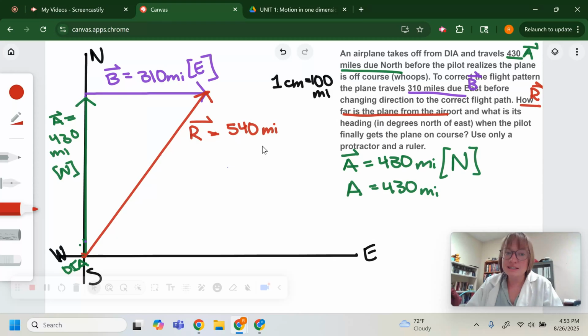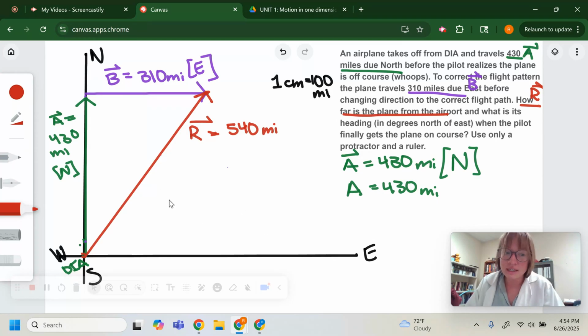But that's not all. This is a vector, people. So now I need to also include direction. The way that I include direction is I use my protractor. Now, here's the thing: we could just say that the direction is northeast. Do you agree that the plane is somewhere northeast of DIA?